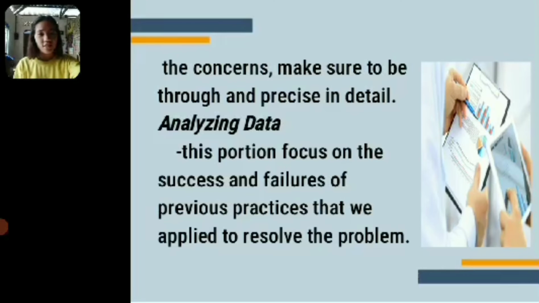And last, analyzing data. This portion focuses on the successes and failures of previous practices that were applied to resolve the problem. To determine this, analysis of the available data that backs up the assertion should be included in the report.